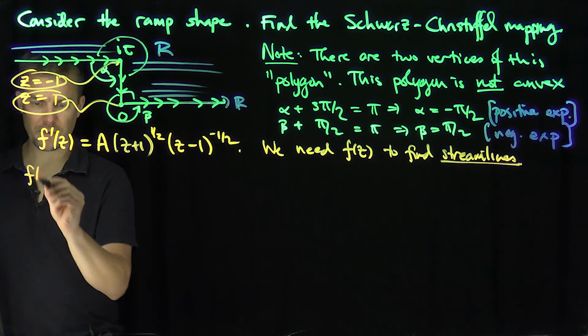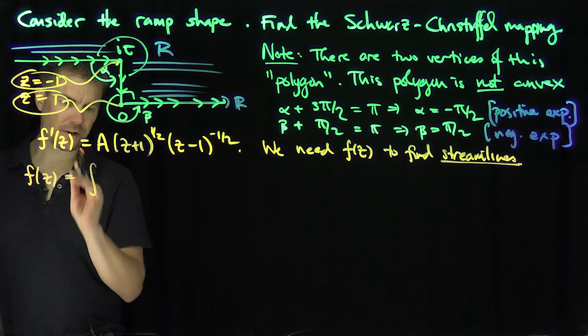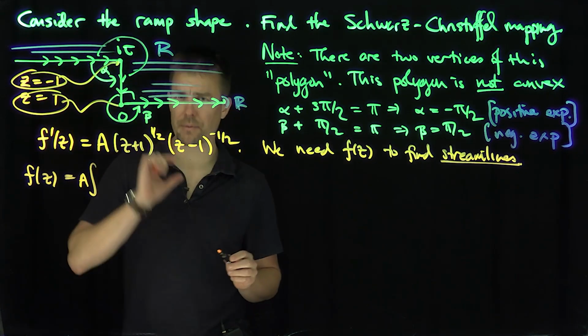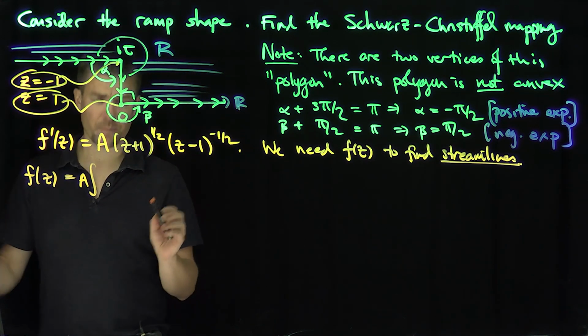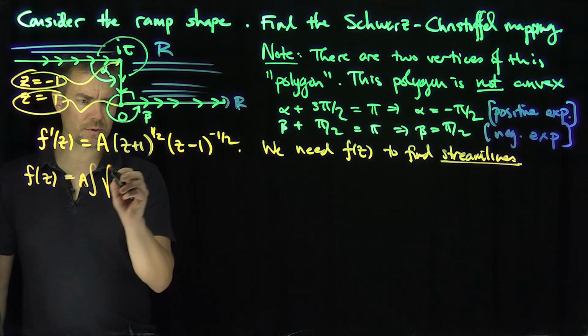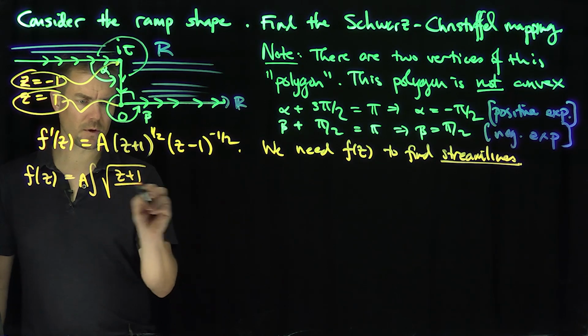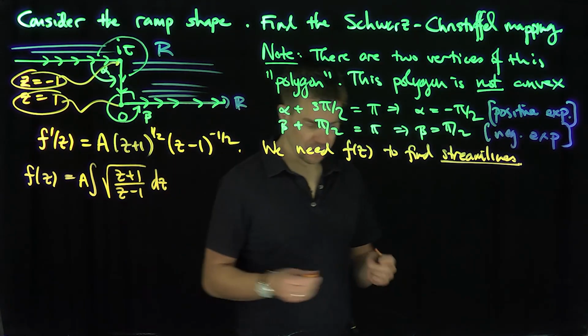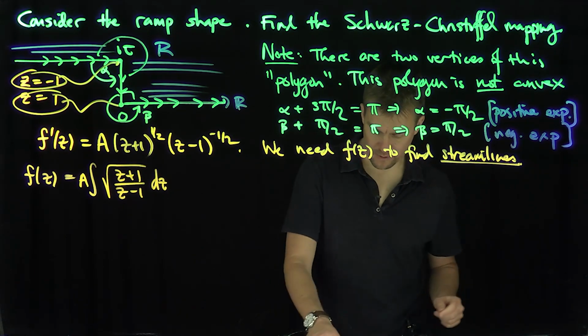So what would f be? f of z. I'm just going to leave it as an indefinite integral. Technically, I have to put limits of integration here, but let me be imprecise first, just to get the right formula. Then we're going to have a times the integral of the square root of (z plus 1) over (z minus 1) dz. This suggests hyperbolic trig, not trig.